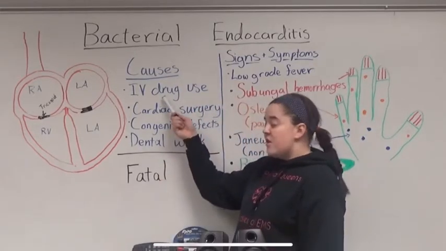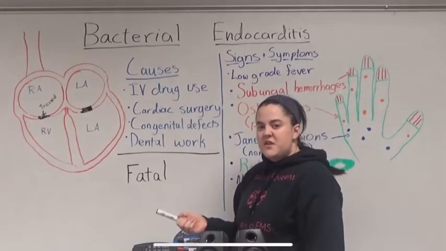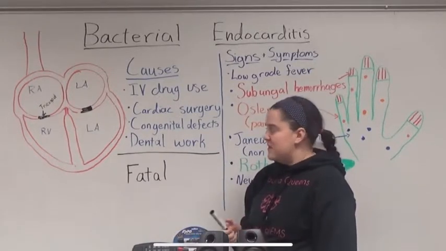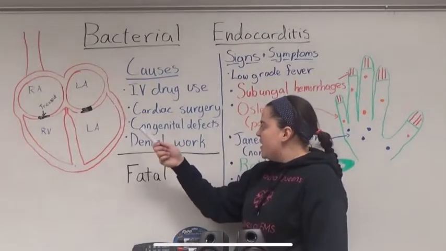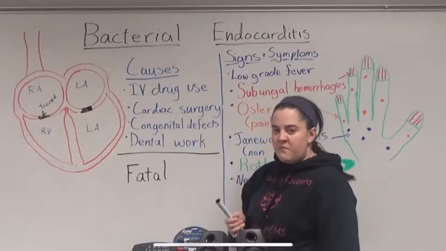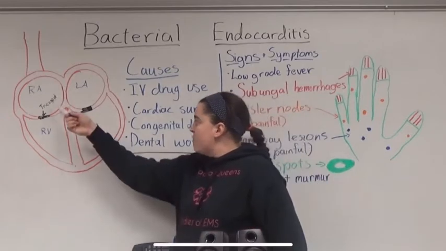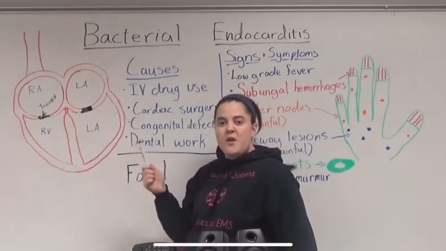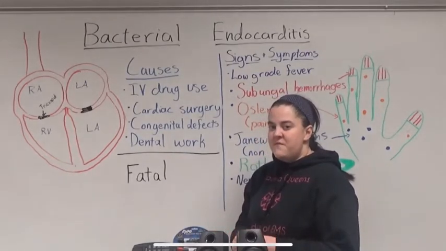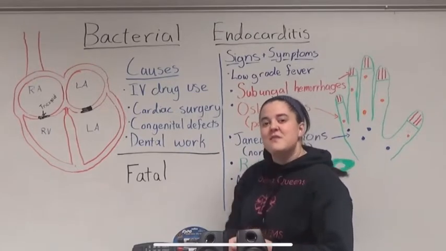Common causes of bacterial endocarditis include intravenous drug use, where bacteria that's in the syringe, and bacteria that's actually on the patient's skin are directly injected into the venous system, cardiac surgery, congenital defects where blood from one area of the heart is able to mix with blood from another area of the heart. An example of this is an atrial septal defect where blood from the right atrium and blood from the left atrium are able to mix. Also, dental work, which is why patients with certain congenital defects and certain heart conditions have to have antibiotics before they can have any dental treatment.